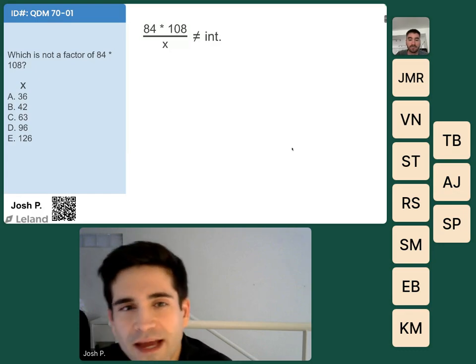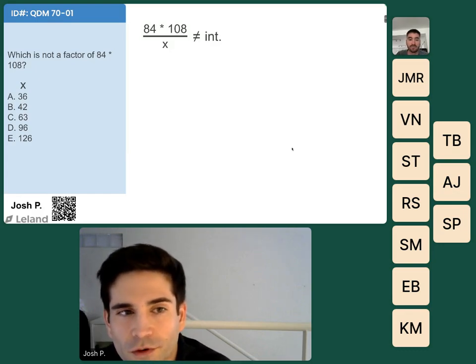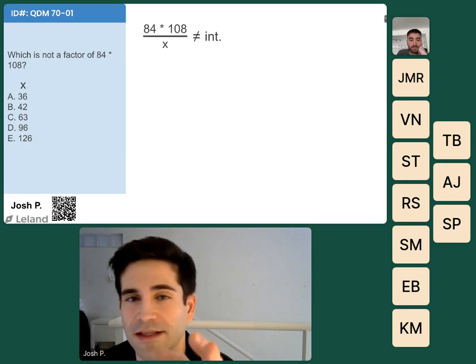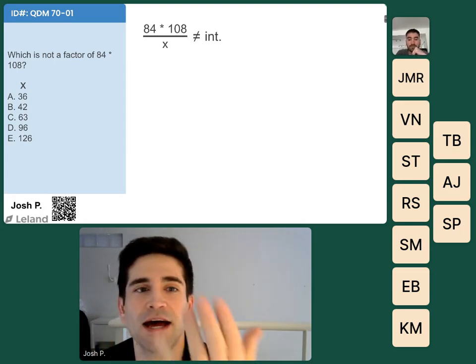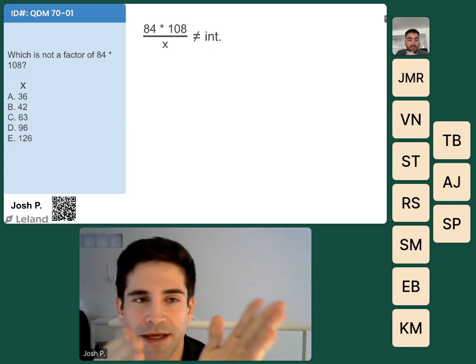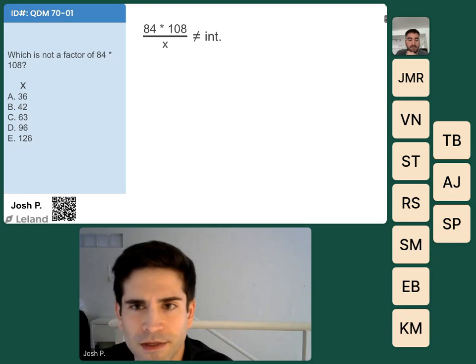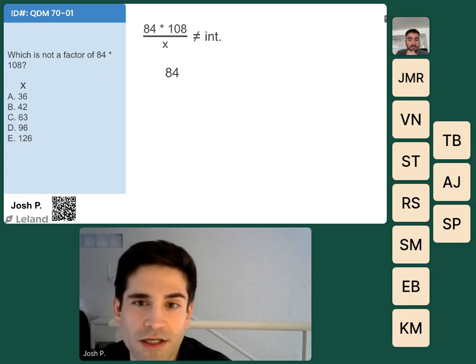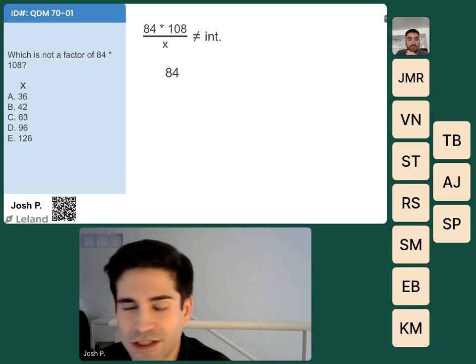If we treat the answer choices as x, essentially what we're looking for is that 84 times 108 divided by x is not an integer. That's what we're looking at. So we're translating English into math. A great way to do this without a calculator is to understand what 84 and 108 are made of, and we do that through prime factorization.